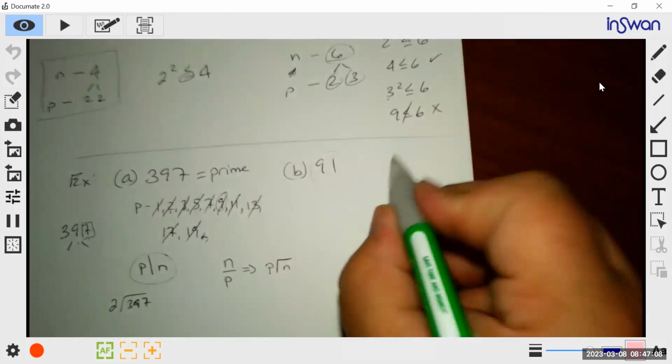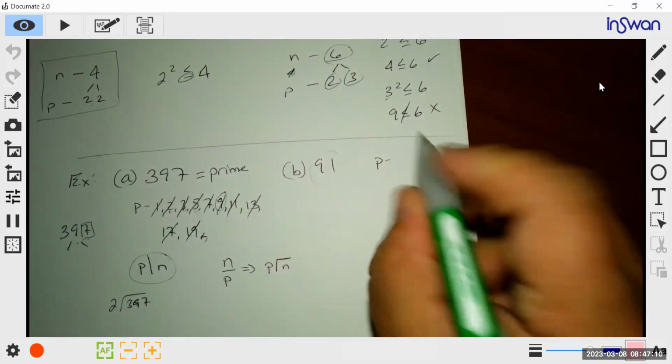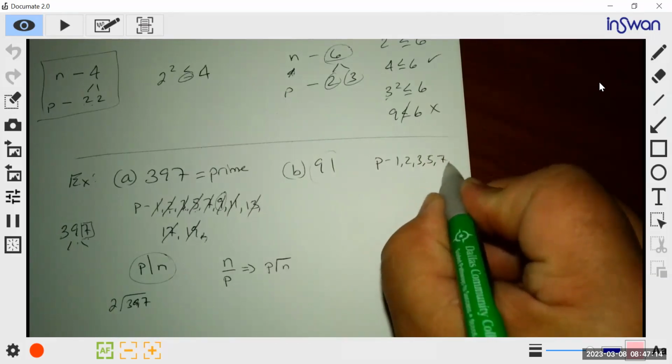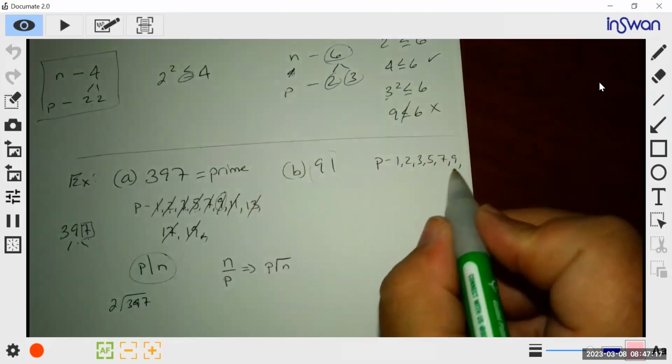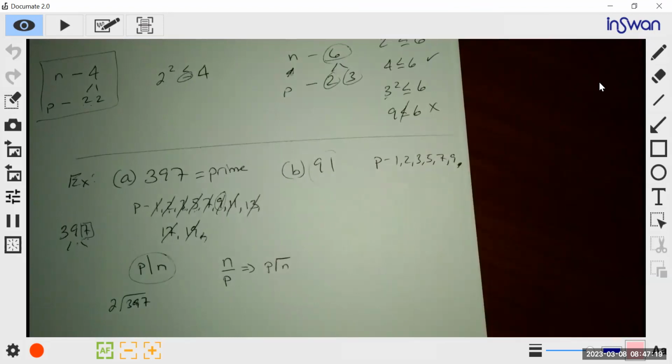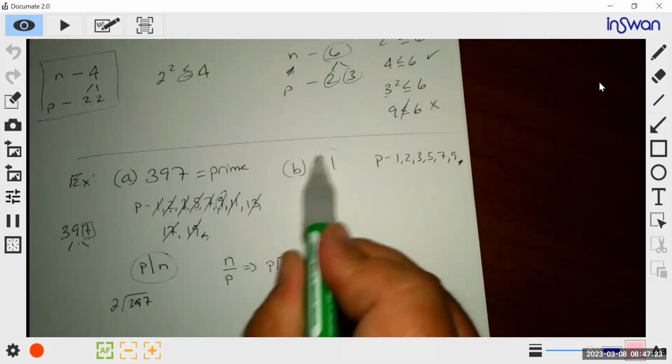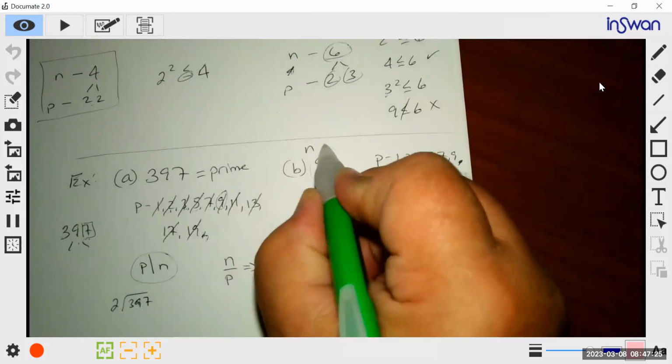Let's look at 91. Here are all the possible p's we can use: 1, 2, 3, 5, 7, 9. We can't go any higher than 9 because 11 times 11 is 121, which is bigger than this. This is my n.